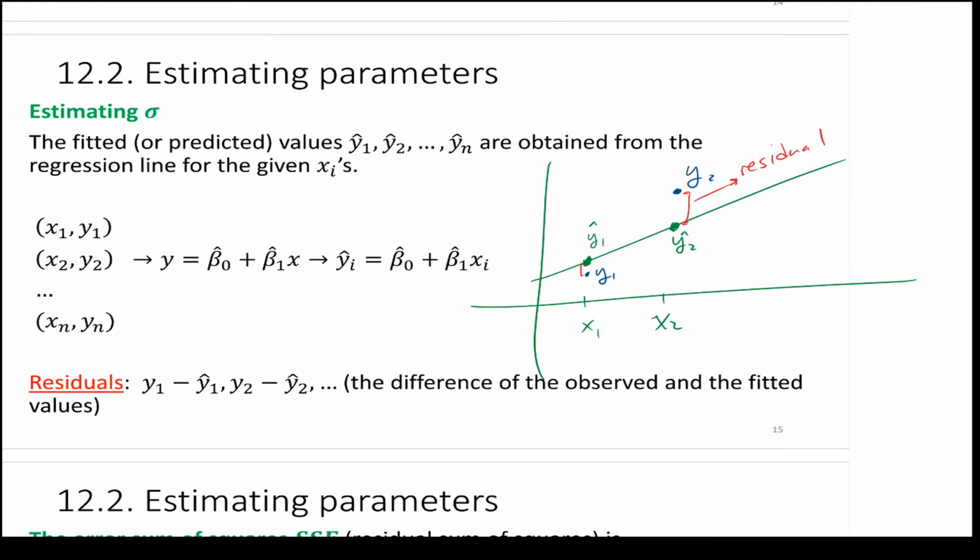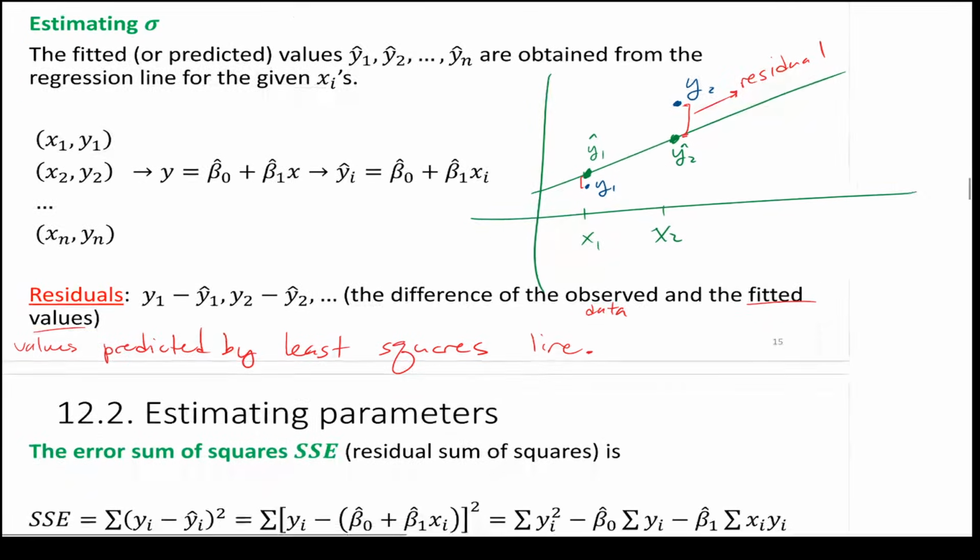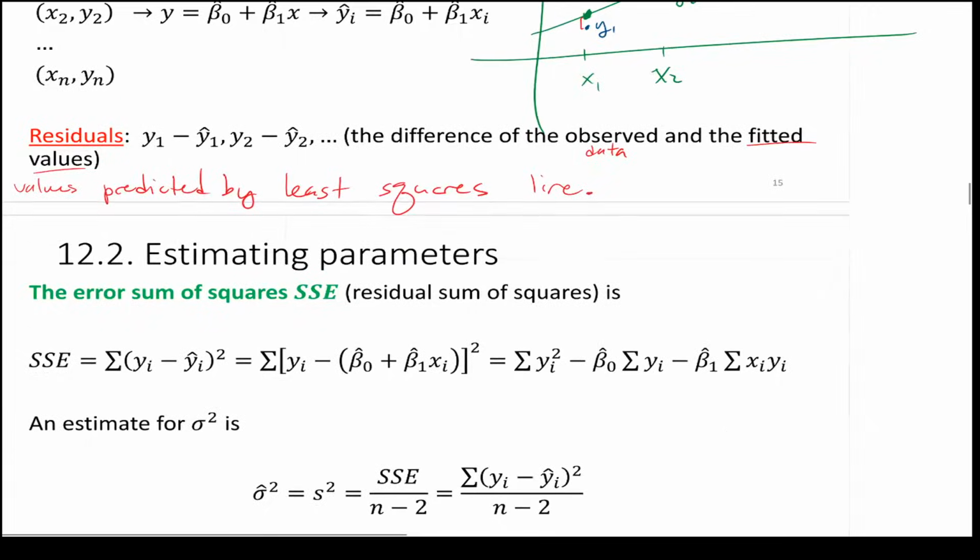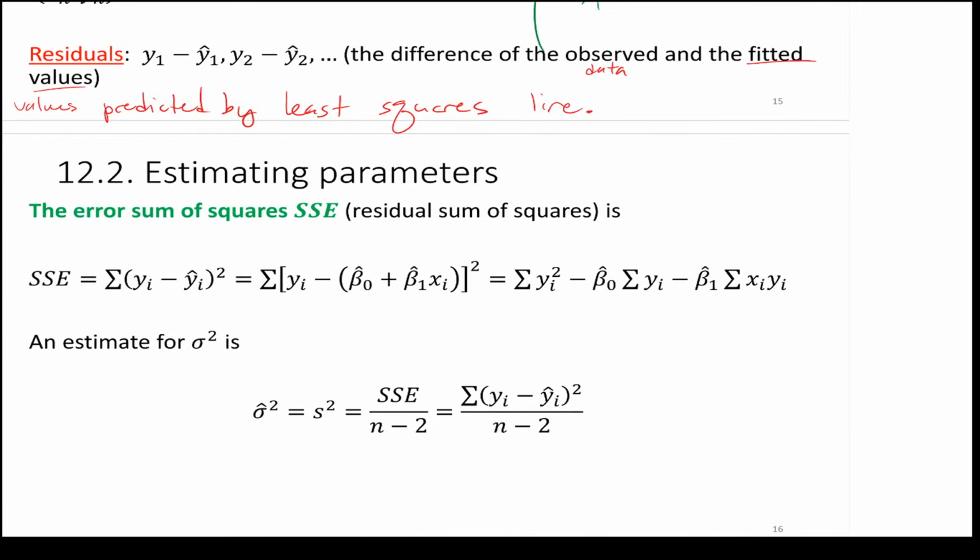This is called the residual. It's the difference between the data and the least squares line. So it's the difference between the observed values, or the data, and the fitted values, or the values predicted by the least squares line. Then we can use the residuals to estimate the standard deviation.